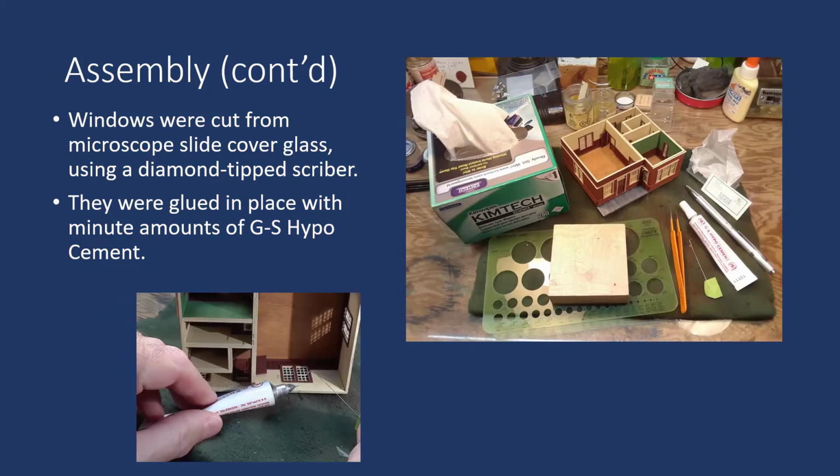Windows were cut from microscope slide cover glass using a diamond tip scriber. This is something that's similar to scoring and snapping styrene, except you need an extremely light touch to cut the glass. And in fact, not much more weight on the scriber than the weight of the scriber itself, but it actually goes quite well. And these pieces were glued in place with minute amounts of GS Hypo cement after I cleaned the windows with lint-free tissue. Now for the interior details.